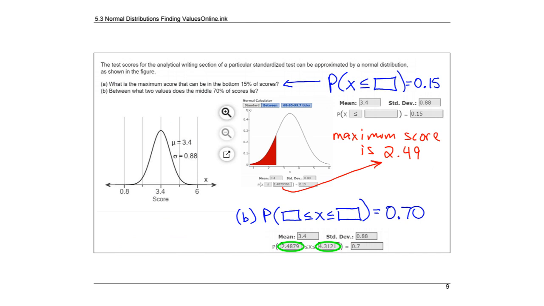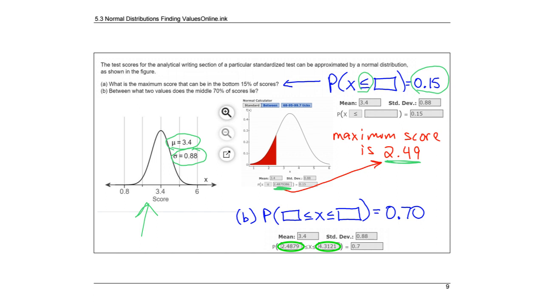Okay, last problem for this video. Let's see what they've got here. They gave me this graph right here. So they showed me that the mean is 3.4, standard deviation is 0.88. And the first question is, find the maximum score that can be in the bottom 15% of the scores. Okay, so bottom 15% means that we're going to do less than or equal to. 15% is going to go over here as a decimal. And then once we hit compute, it's going to give me the score. In this case, it was 2.49.